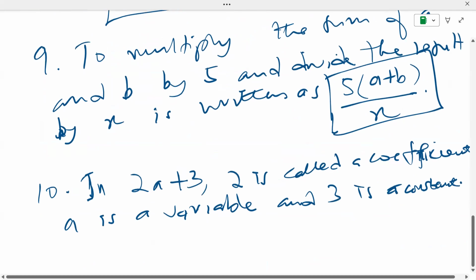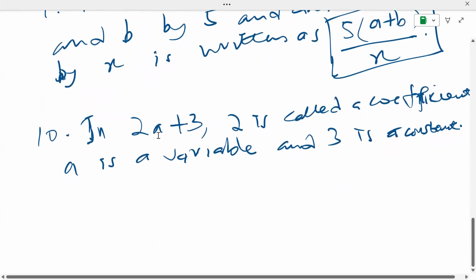10. So in this expression, 2a plus 3, we say that 2 is called a coefficient. A over here is a variable. It can change. You can put various numbers there. And when we have an equal sign, that will give us what we normally wish to get. And the 3 here is called a constant. So 2 is a coefficient, a is a variable, and 3 is a constant.